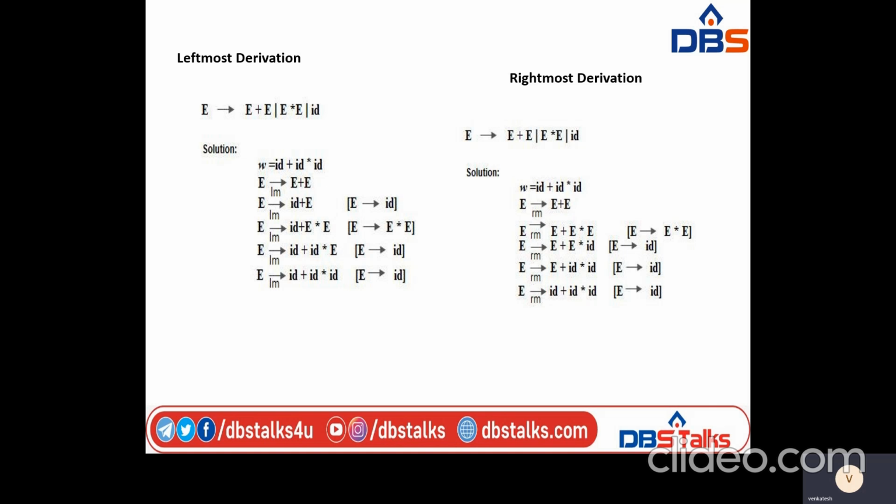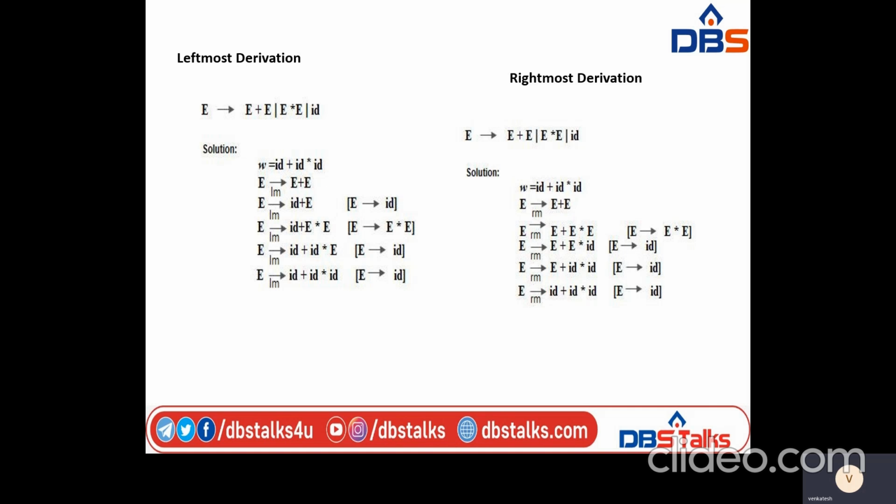Here LM is nothing but leftmost derivation. So here also the same thing, rightmost derivation. I am going to expand the non-terminals from the right side. I am going to take initially E produces E plus E, then E produces E plus E star E. Why? Because E produces E star E. So for that one, I am going to take instead of E, E star E. Again, I am going to replace E with ID, because we have one production ID, then E plus E star ID.